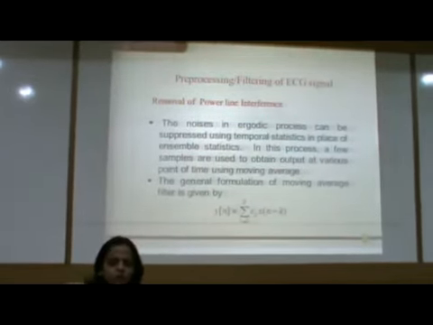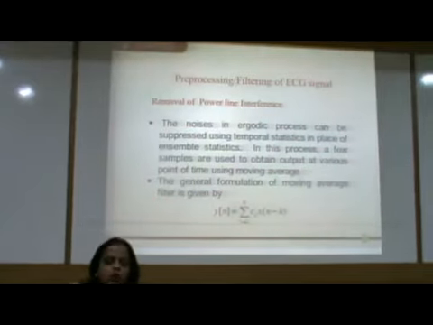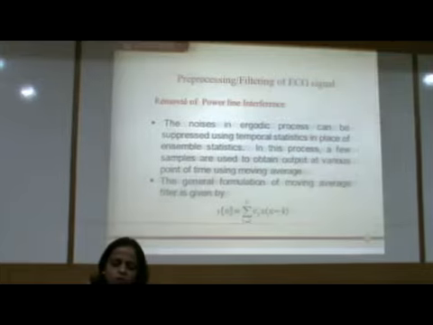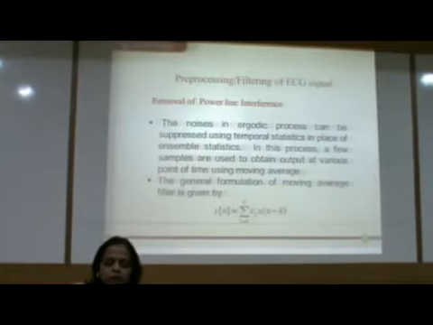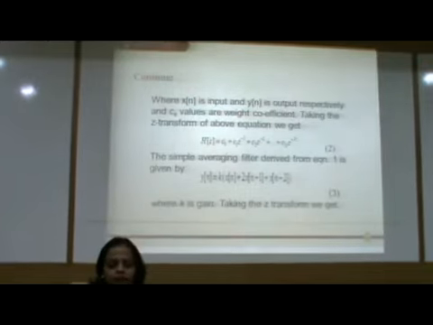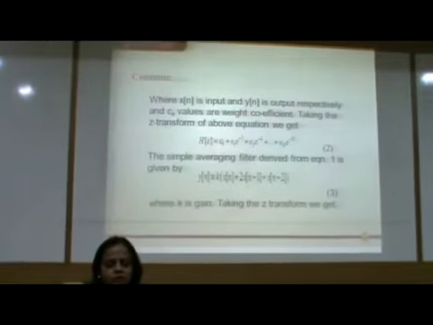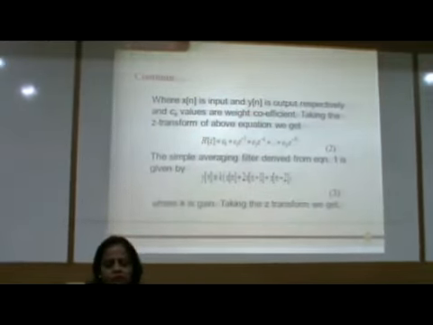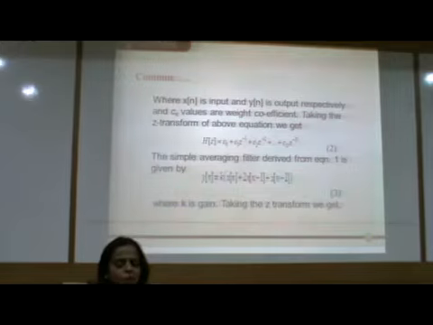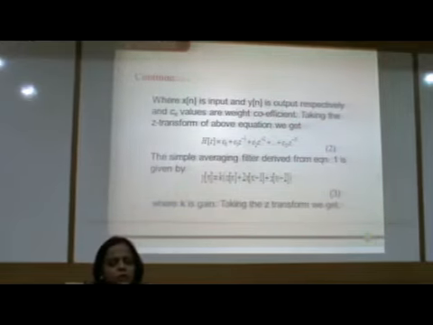The general formulation of moving average filter is, that is, output y[n] is equal to the summation of k equal to 0 to n, C_k x[n minus k], where x[n] is the input and y[n] is the output respectively, and C_k values are weight coefficients. Taking the z transform of the above equation, we get the transfer function H(z), that is C0 plus C1 z^-1 plus C2 z^-2 up to Cn z^-n.